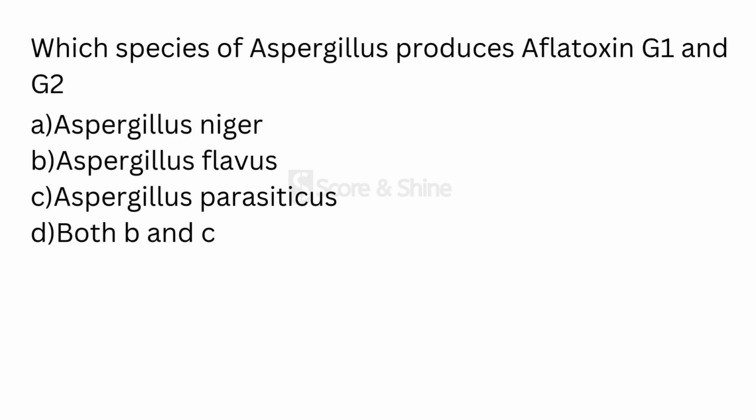And next, which species of Aspergillus produces aflatoxin G1 and G2? So the answer is both B and C. So both Aspergillus flavus and Aspergillus parasiticus.